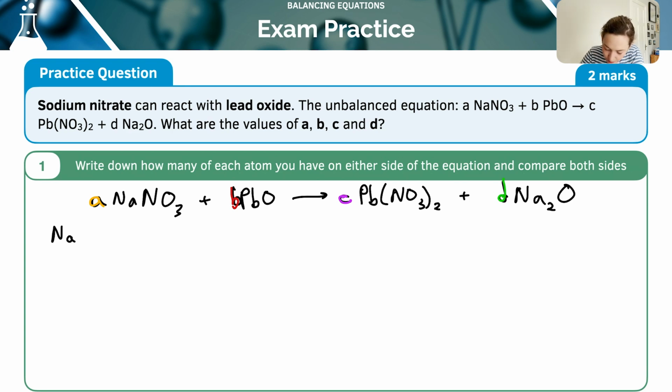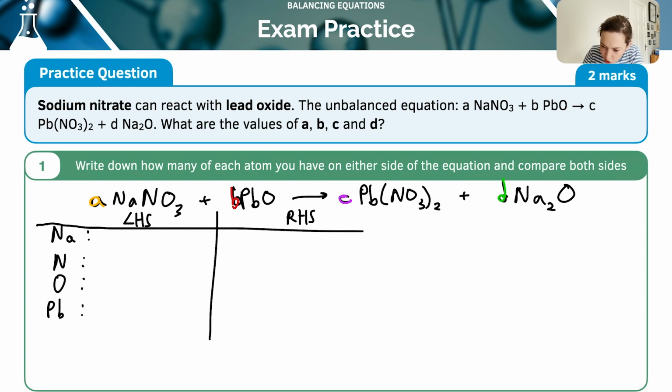Great, so let's write out what I've got. I've got sodium, I've got nitrogen, I've got oxygen, and I've got lead. So those are my compounds that I'm going to be using here. And on the left-hand side and then right-hand side, let's see what we have of each. So I've got 1 sodium on the left, 2 on the right, 1 nitrogen on the left, 2 on the right, 3 oxygens on the left, and 7 on the right, and then 1 lead on both sides. So we can fix both the sodium and nitrogen if A equals 2. So that's going to get us somewhere really, really quickly.